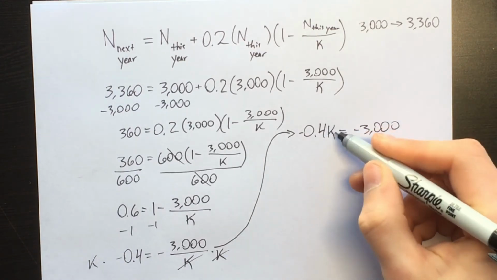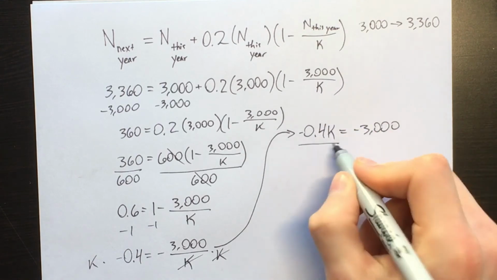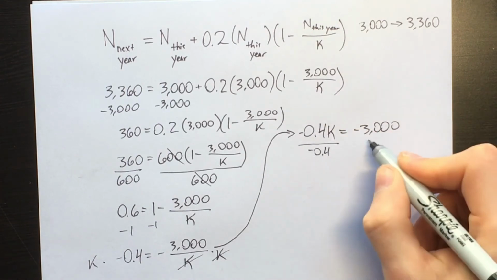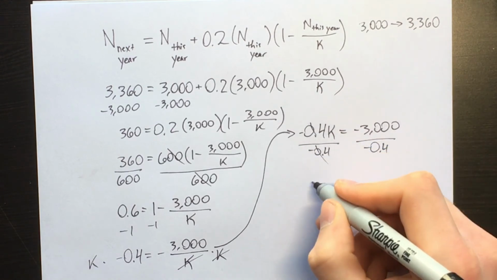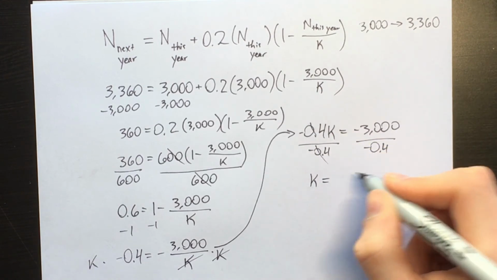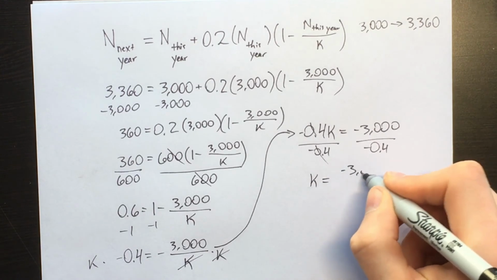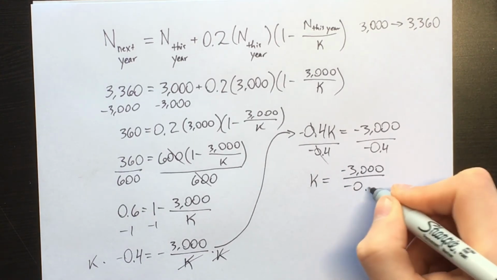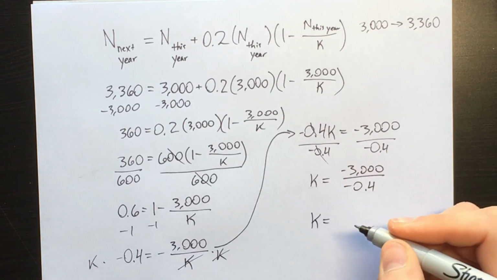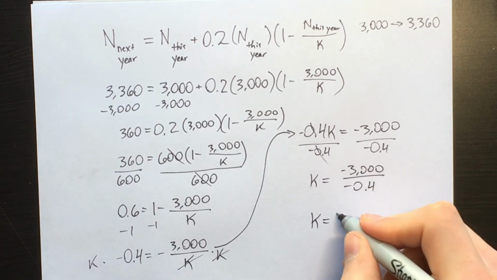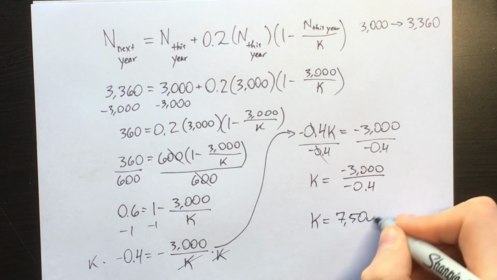And finally, if you want to isolate k, just divide by everything that isn't k. So dividing by negative 0.4, it cancels out over here. So you're left with k is equal to negative 3,000 over negative 0.4, which means k is equal to 7,500.